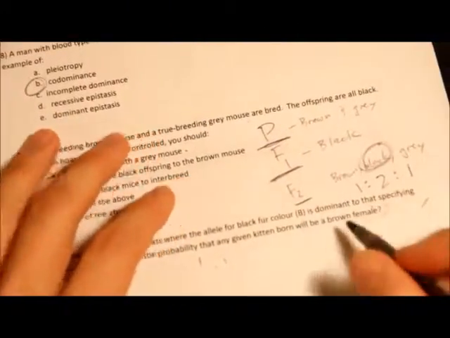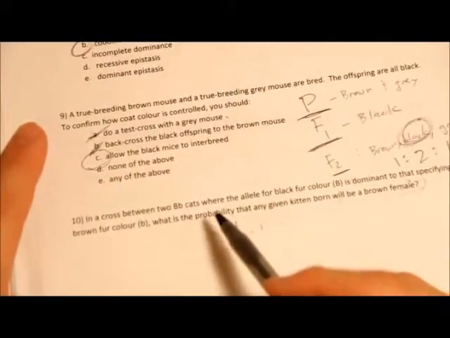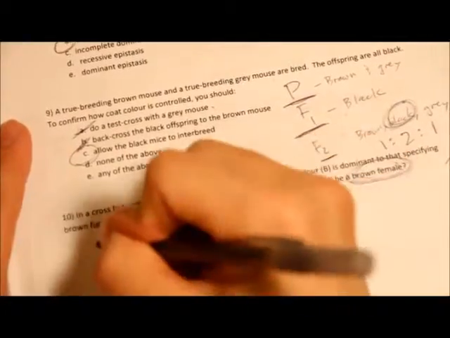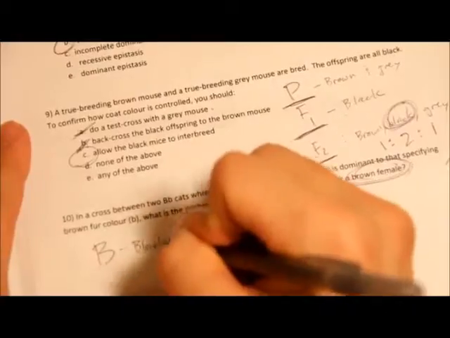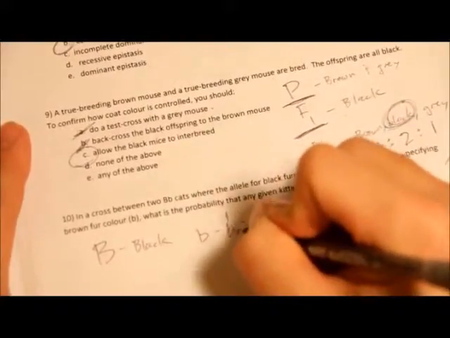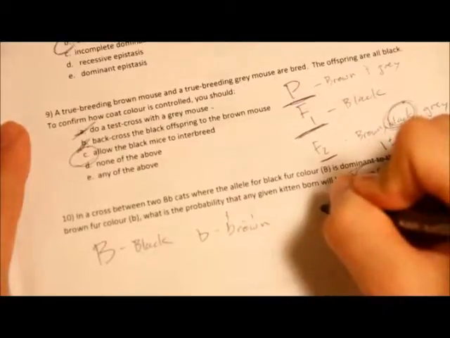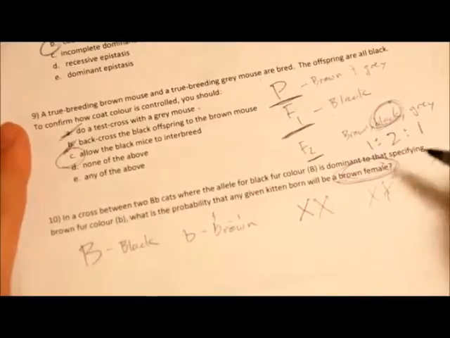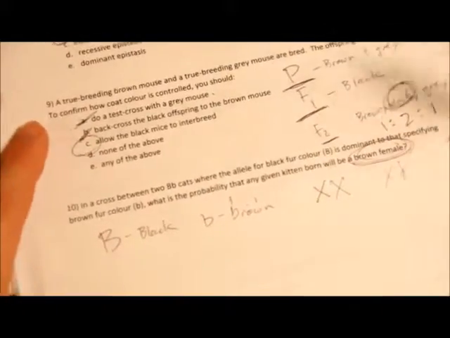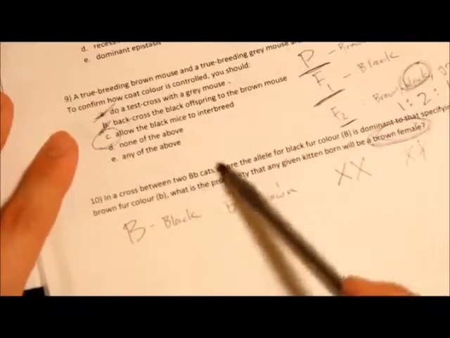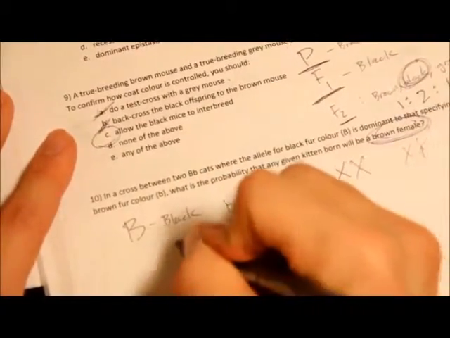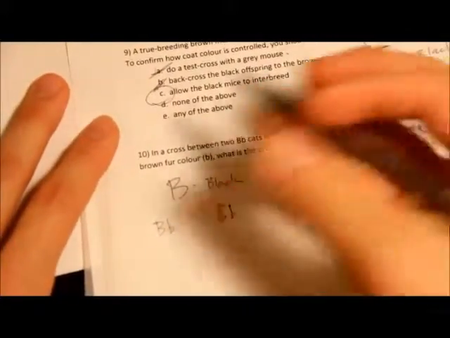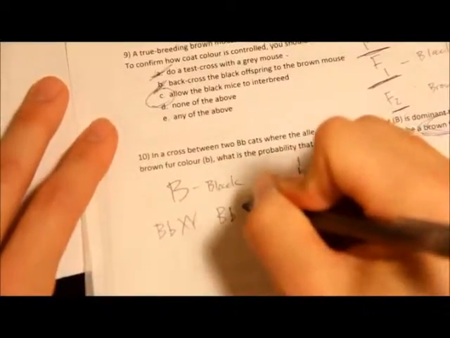Alright, so now what we want to look at is, in a cross between 2 heterozygote cats, which of these will be a brown female? Considering how capital B is black and that's dominant, little b is brown and that's recessive. We also know that an XX would be a female and an XY would be a male. Now we understand that both of these cats are heterozygote, so we can say Bb for both, but one of them has to be male, obviously, and one of them has to be female.